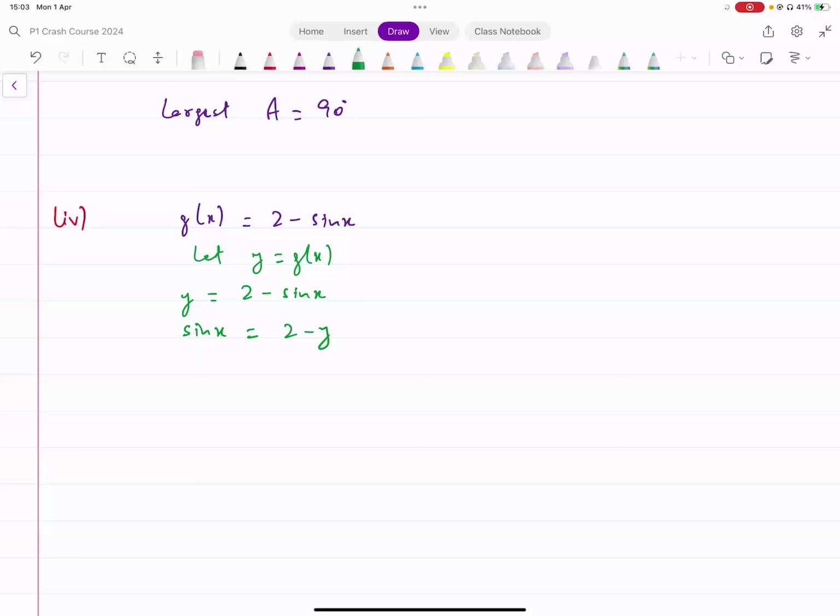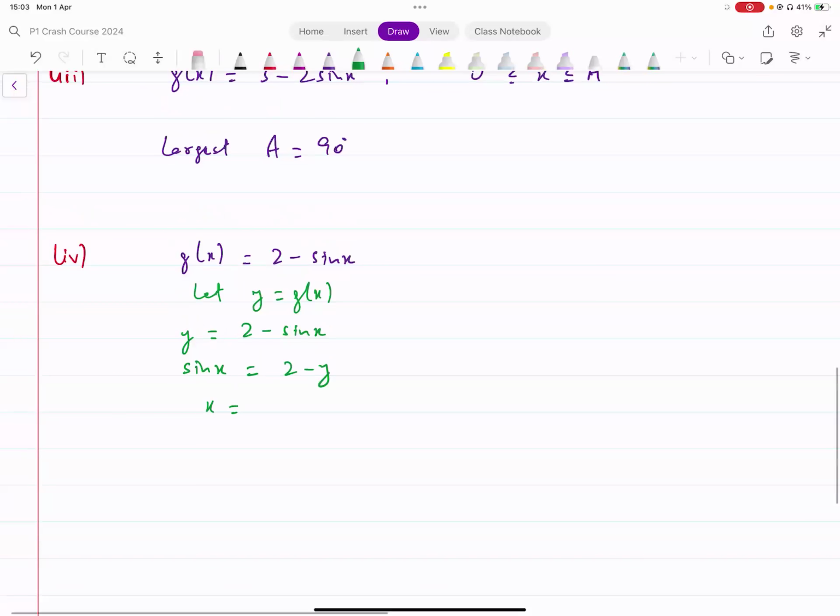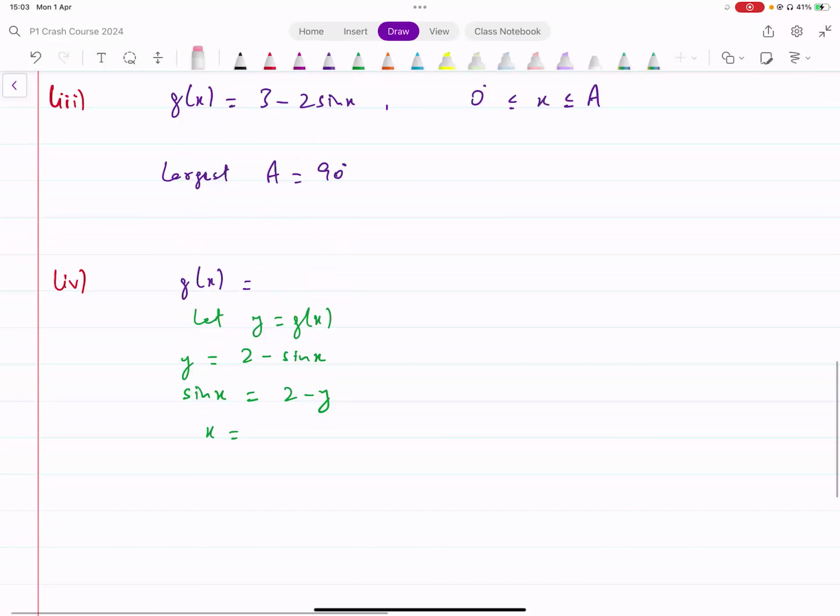Sir? Yes? Sir, it's 3 minus 2 sine x. Yeah, I'm sorry, I wrote the function wrong. I'm sorry about that. So it's 3 minus 2 sine x. What does that become?